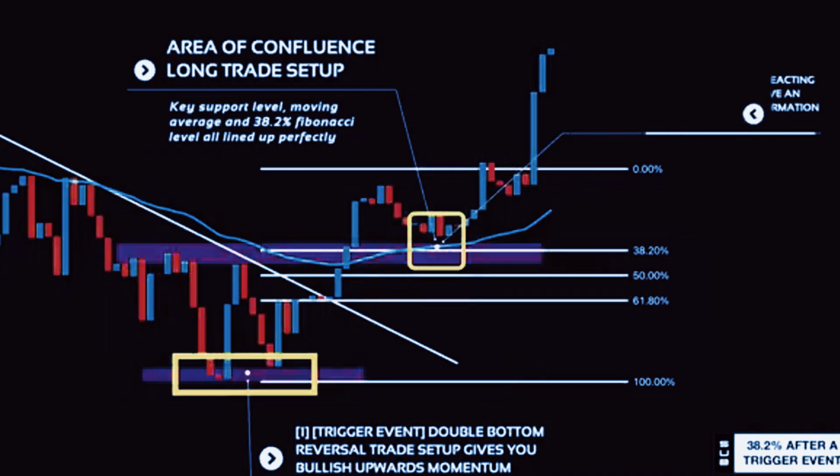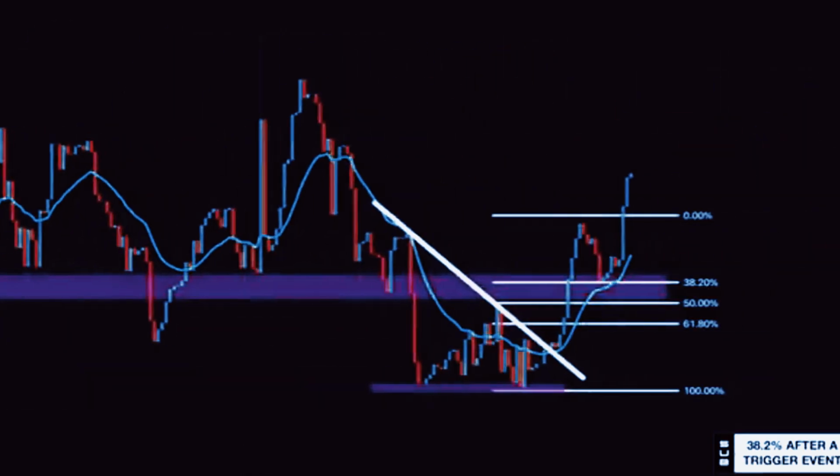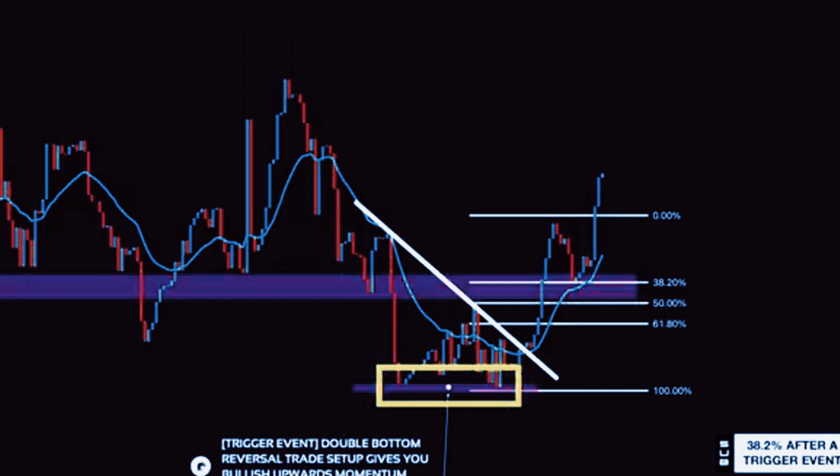As price reached the area, you had multiple candles with the wicks sticking out, showing a reaction. And once you had an intraday trend change confirmation, you would look for long entry points. Let's show this again. This double bottom trade setup here is your trigger event.